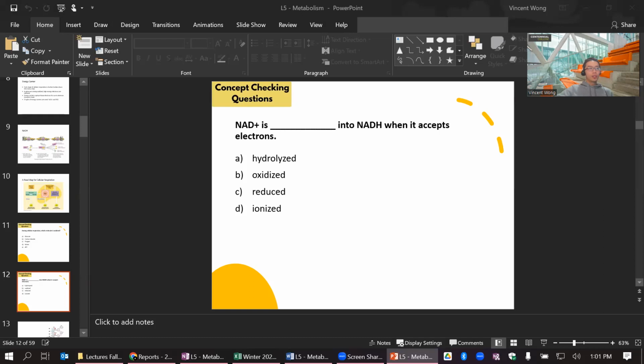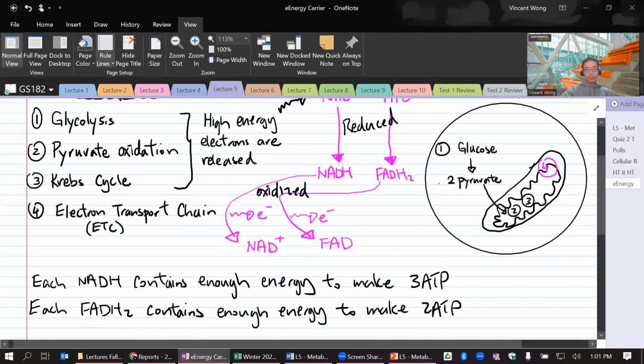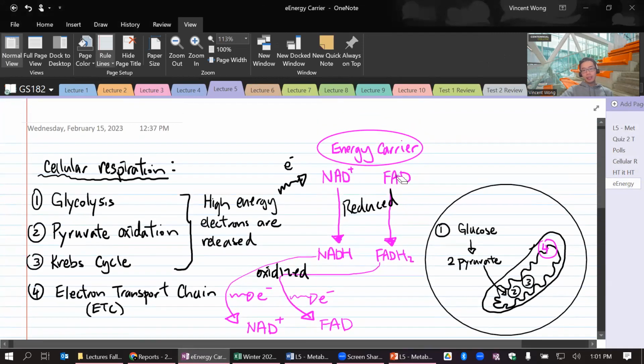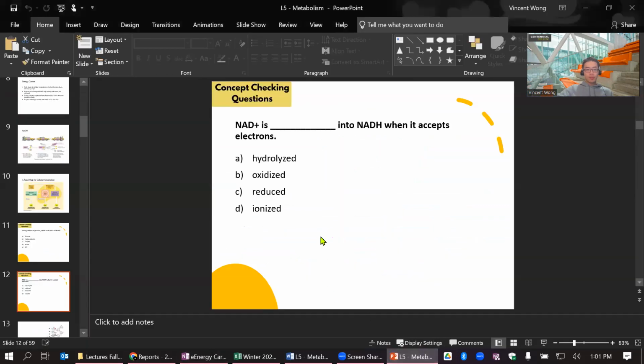And if you're not doing the polls on the screen, you can still write down the answer for yourself, and then you can compare it to what I tell you. So NAD plus is blank into NADH when it accepts electrons. We actually wrote this down earlier, right? Over here, NAD plus and the other energy carrier, they are reduced when they pick up electrons. They're gaining electrons. That's why we call that reduction. So the answer is C.